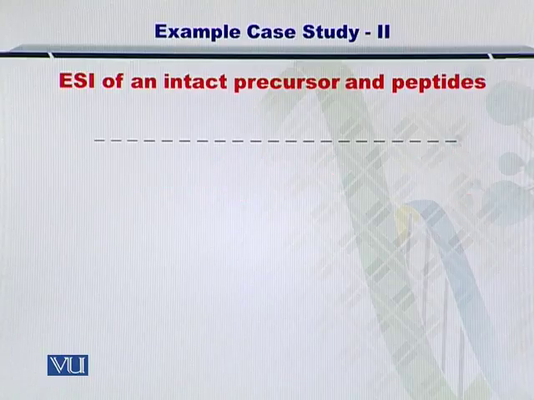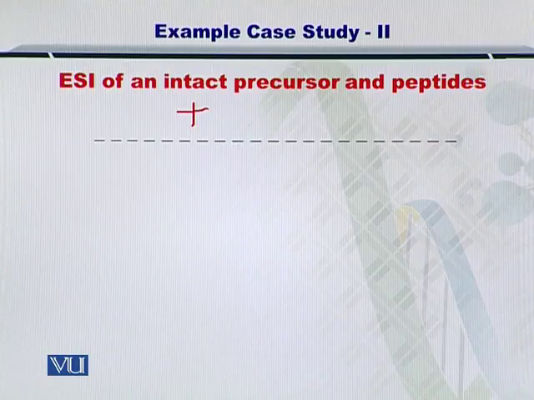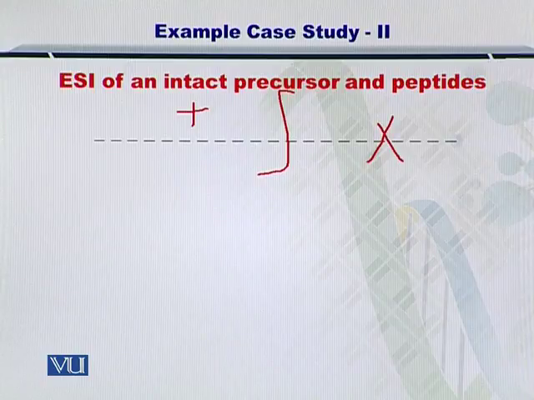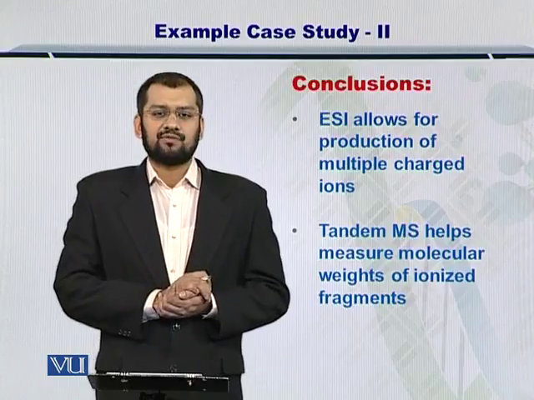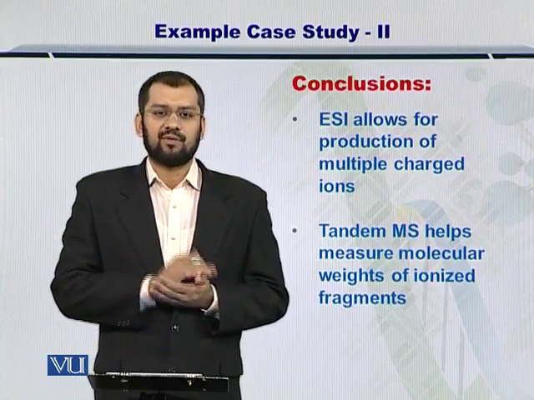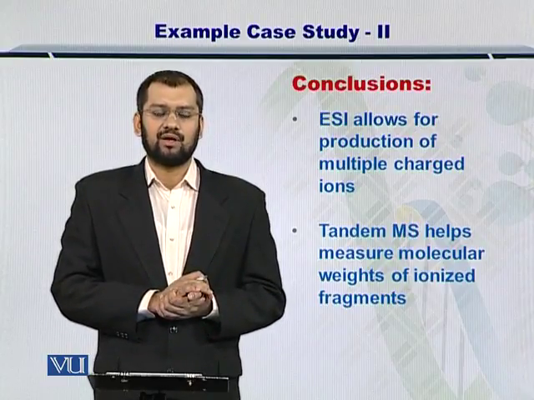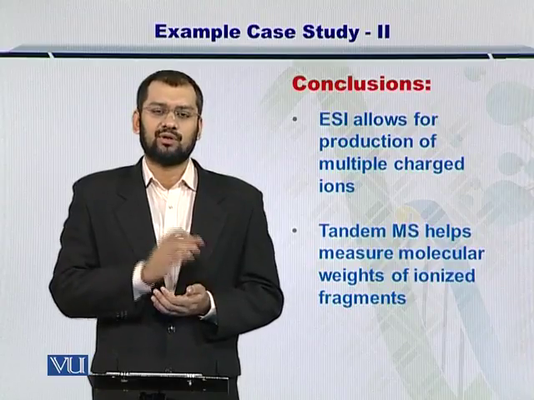Just as an example, if we were to have just 1 proton or 1 positive charge on the protein and you were to fragment it, then this peptide will not be reported by the mass spectrometer because it does not have a net charge. So that is why ESI is used for MS2. Now the tandem MS, or MS2, or MS-MS, helps us to measure the molecular weight of the daughter ions or the peptides.